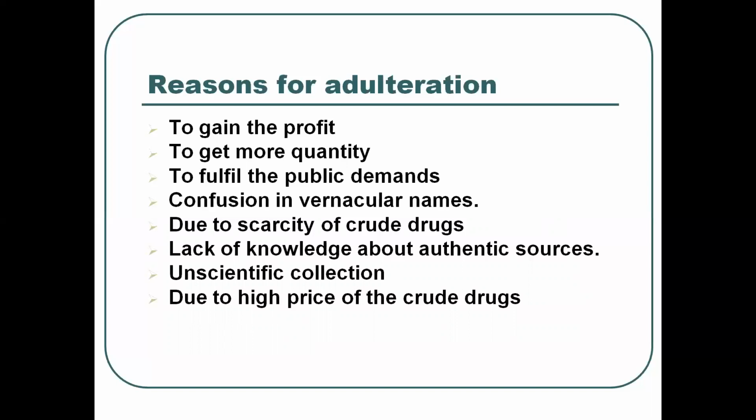Scarcity means when there is a shortage of crude drugs in the market, then also adulteration is done to increase the volume. Next is the lack of knowledge about authentic sources. Authentic means genuine sources. Lack of knowledge, when you don't have the knowledge about the genuine sources from where you have to get the crude drugs. Then comes unscientific collection. Where you collected from also affects adulteration. And at the last, due to the high price of crude drugs. When the price is high, adulterants are mixed to reduce the price.